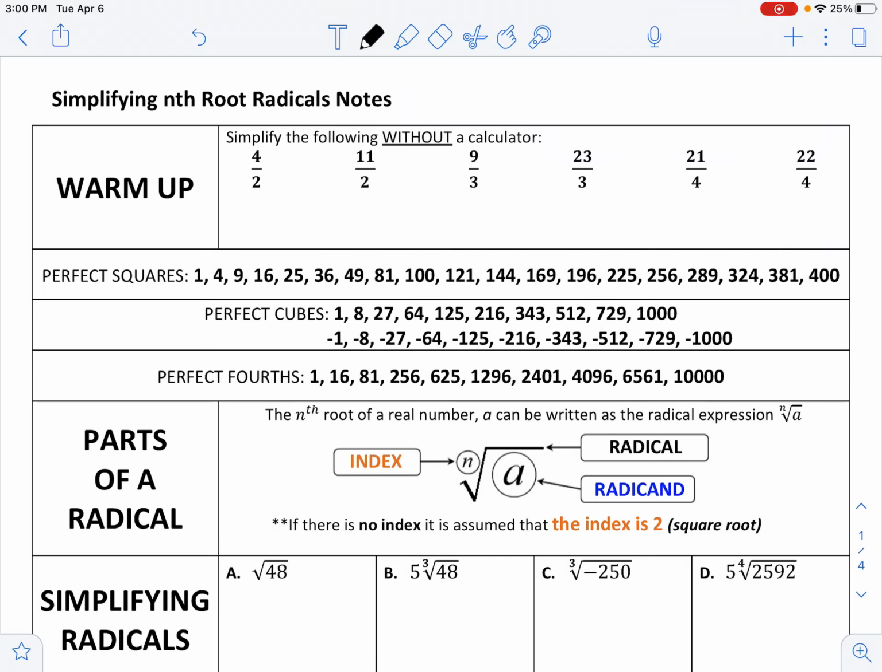Okay, today I'm going to recap our notes on simplifying nth root radicals. To start off, there's just a warm-up to practice changing improper fractions into mixed numbers or whole numbers. If you know how to do that, just go ahead and pause the video and fill that in, and then come back and check to see if you got them right. Okay, if you don't know how to do it, then I will remind you.